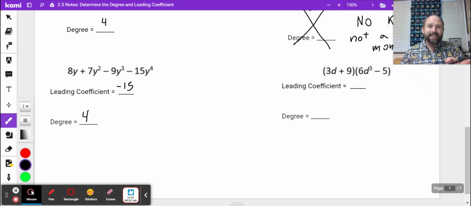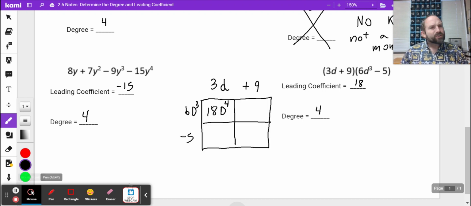All right, so now the next one, there's a tricky part here. It's not multiplied out, it's factored. So we have to figure out the product of these factors before we go on. So let's do that first. So here we go. The leading coefficient is going to be 18, and the degree is going to be 4.